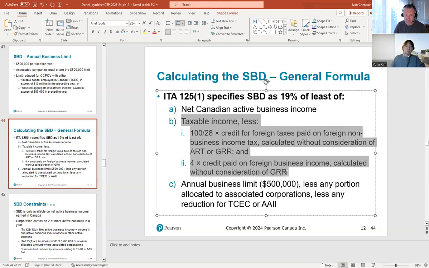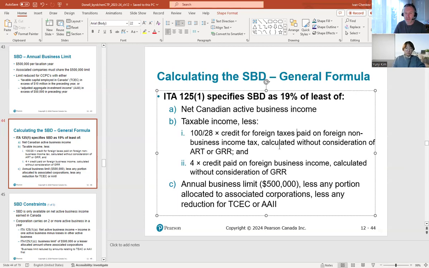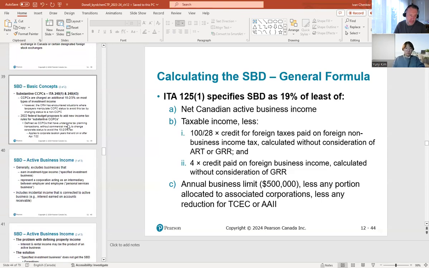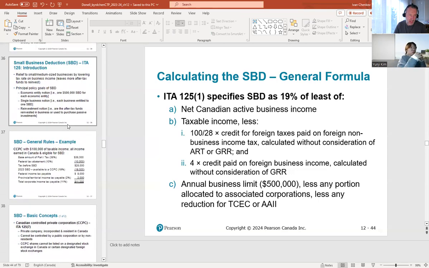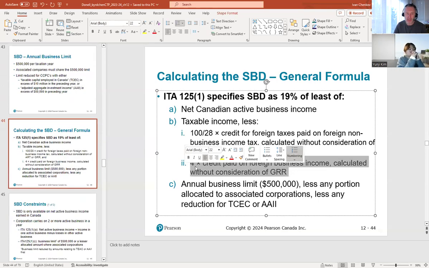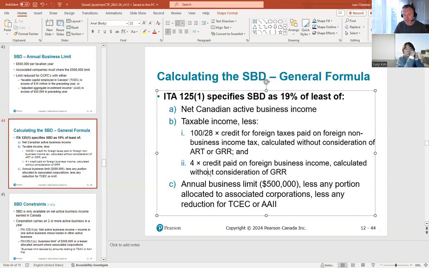That's a crazy formula. $100 divided by 28 times the credit of foreign taxes paid and the foreign non-business income tax, calculated without consideration of the general rate reduction. I don't know what that is. It should be somewhere. Let's forget about it. And 4 times the credit paid to foreign business, calculated without consideration of the general rate reduction.